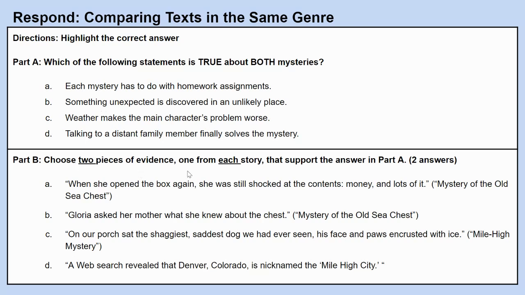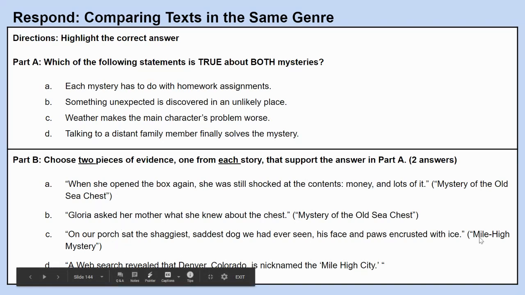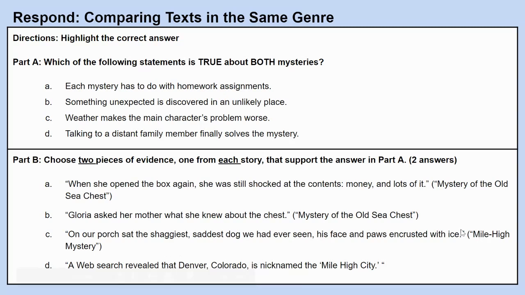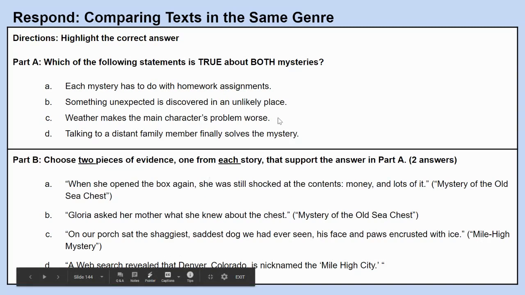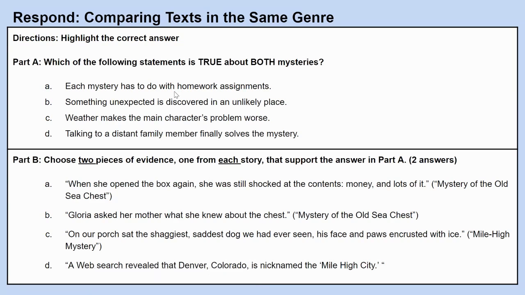Choose two pieces of evidence, one from each story, that supports the answer in part A. I'm going to end up having two answers. I'm going to find one answer from A and B, which will be from Mystery of the Old Sea Chest. Then I'm going to pick one answer from C and D, which is from the Mile High Mystery. And those answers should support the statement in part A that was true about both of my mysteries.